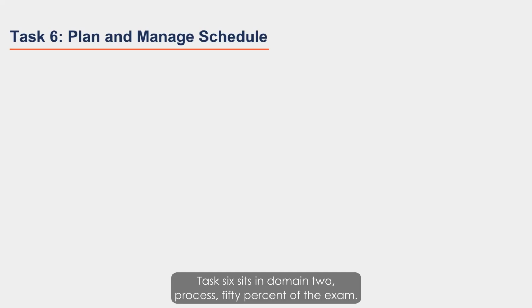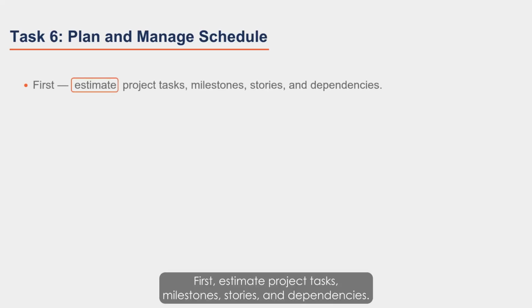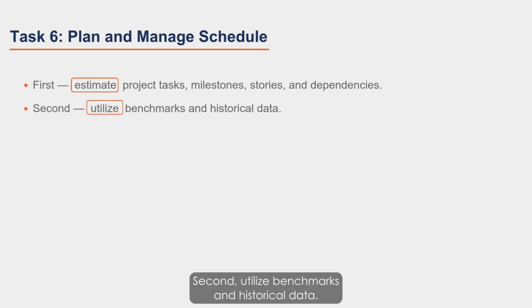Process, 50% of the exam. The task statement is, Plan and Manage Schedule. There are 6 enablers. First, estimate project tasks, milestones, stories, and dependencies. Second, utilize benchmarks and historical data.